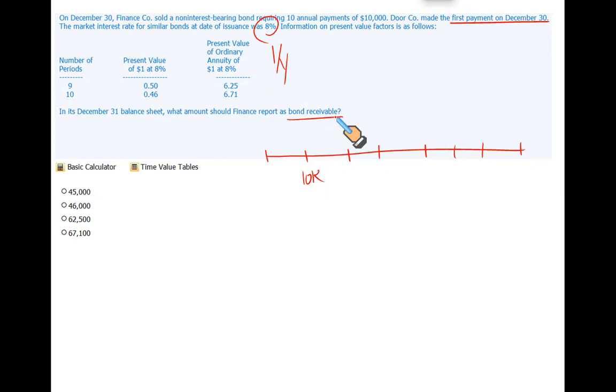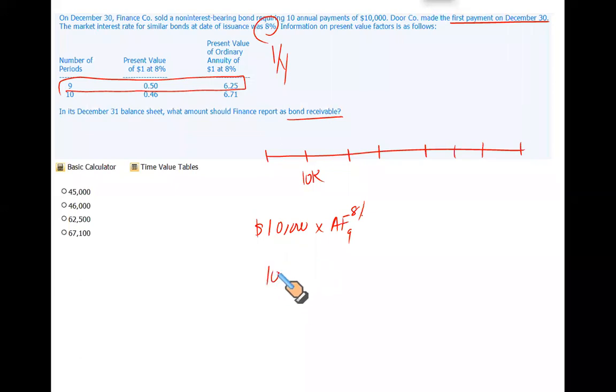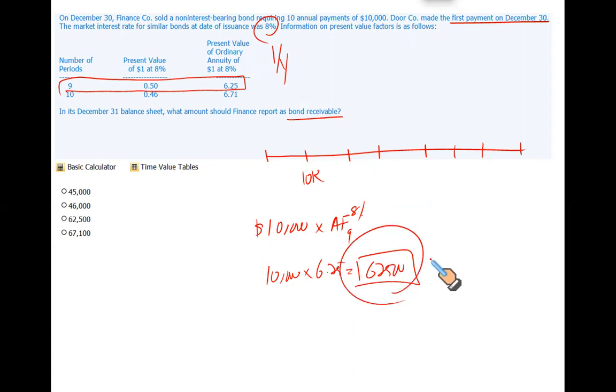So there are 2 ways you can do this. Since there is a single amount of $10,000 repeating in 9 periods, you will multiply it with the annuity factor of 8% for 9 periods. Since there are 9 periods, you will use this row, 6.25. So $10,000 multiplied by 6.25 will give you 62,500. So these 9 payments, 9 installments in the coming 9 years, have this present value discounted at 8%. This would be shown as the amount of receivables on the balance sheet, bond receivable, 62,500.